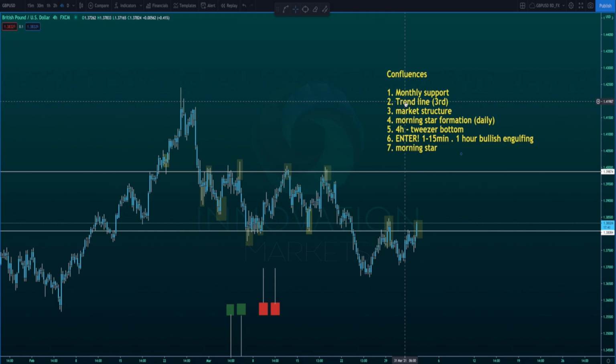But I now know that I've got 5 or 6 confluences. I'm happy with this trade. If it loses, it loses. That's just part of trading the market. That's just part of being in the Forex market.